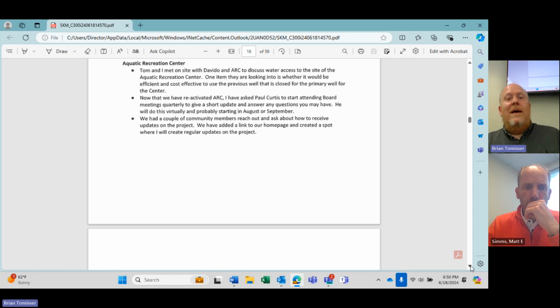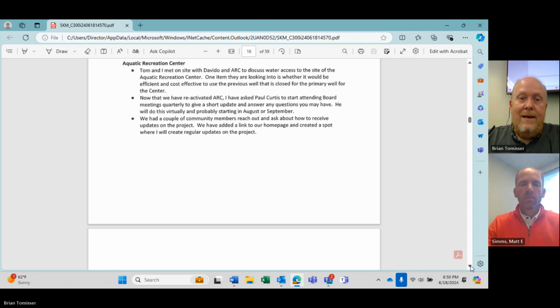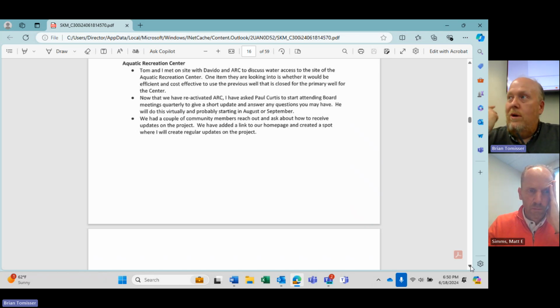Aquatic Recreation Center: Tom and I met on site with ARC and Davido last week to discuss water access. That's what we authorized them to get back to work on, and one of the major hurdles to this pool site is the water access. One of the interesting items Davido is contemplating is an old well, not the one we decommissioned and destroyed, but another, smaller old well up there. Davido's going to look at that to see if it's a possibility as the primary well just for the pool.